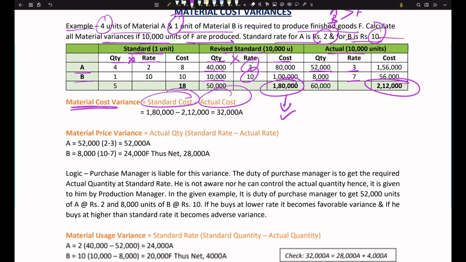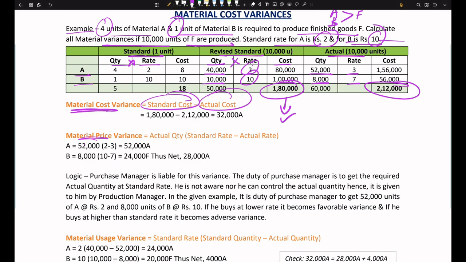Then next is the material price variance. It is the difference between prices, multiplied by the actual quantity. The actual quantity for A is 52,000, and the difference between prices is 2 and 3. So the material price variance for A is 52,000 adverse. For B, the actual quantity is 8,000 and the difference between prices is 10 and 7. The actual cost is less, because 10 is greater than 7 and the actual is 7, so this comes favorable. The net of these is 28,000 adverse.